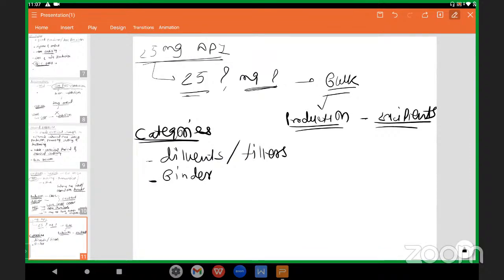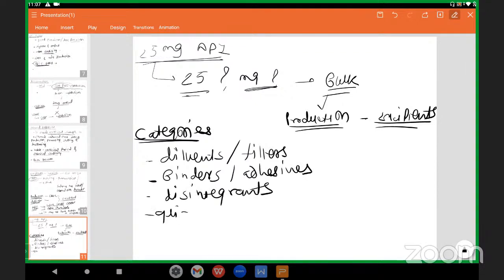Disintegrants. Right, binders, or what we call adhesives, then disintegrants, right? Glidants also. Anti-adherents. Granulating agent. Lubricant. Antioxidants. Sweeteners. Flavors. Wait, let me do it in English. Glidants, anti-adherents, and lubricants. Lubricant is the same category, right?